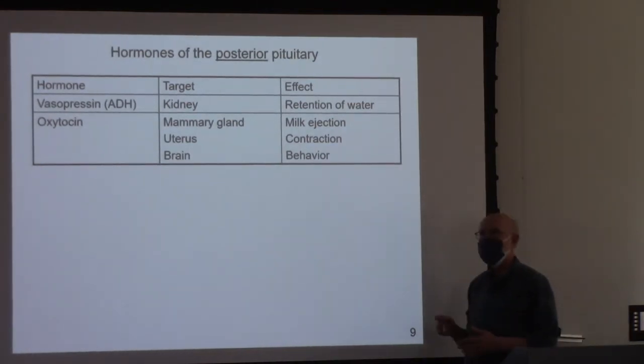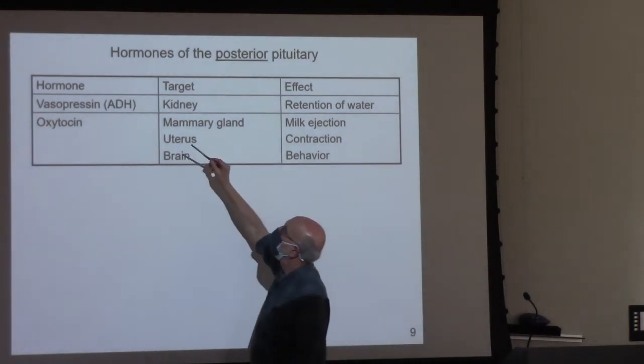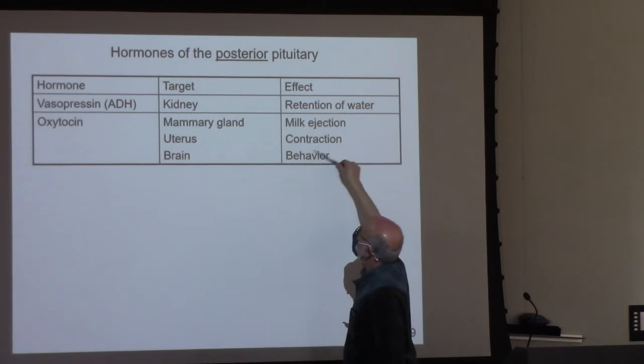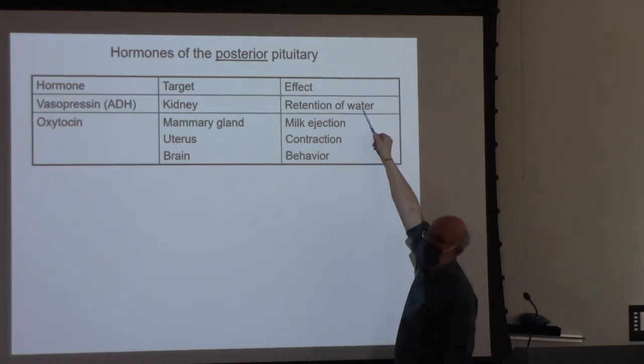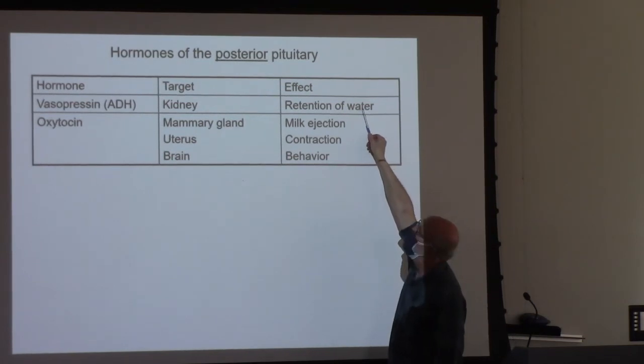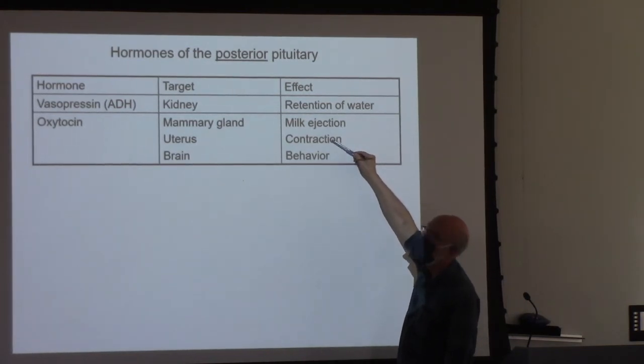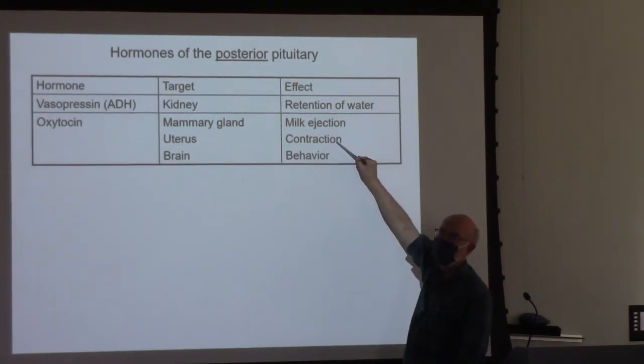The posterior pituitary: vasopressin and oxytocin release have effects. We are not going to talk about the kidney until you get to AMP2. We will talk about the effects of milk ejection and uterine contraction in the very last class when we talk about pregnancy, labor and childbirth.